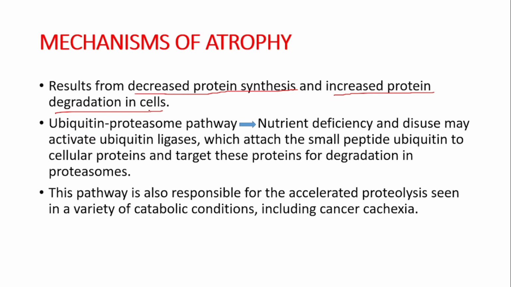What happens in atrophy is that the ubiquitin proteasome pathway is activated. There are free ubiquitins present in the body, and these ubiquitins will go and attach to the target proteins. This leads to the target protein being degraded in the proteasome finally. This pathway is also seen wherever there is accelerated proteolysis as well as increased catabolic function, that is cancer cachexia.